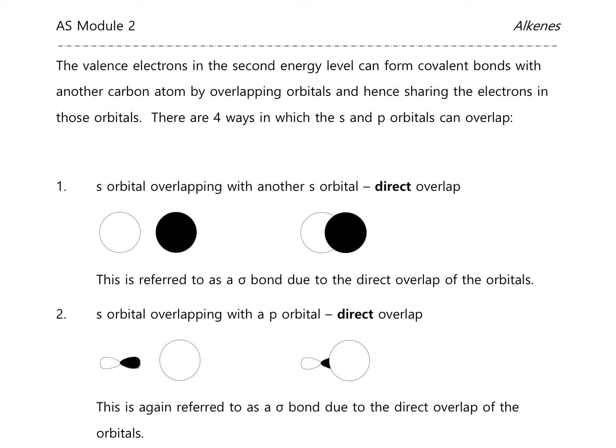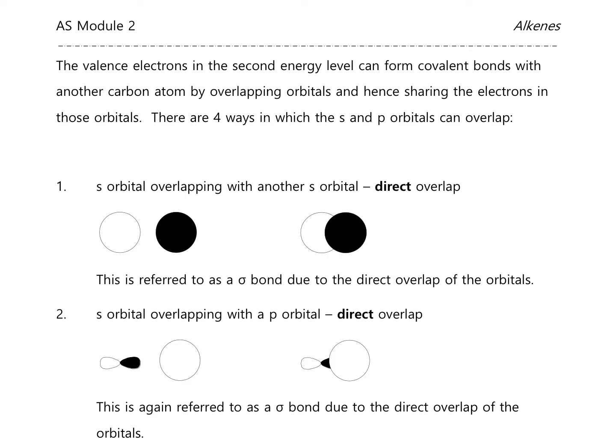So over on page 12, we're going to have a look at how these orbitals from two different carbon atoms could overlap. So we're imagining two carbon atoms together, because remember what we're trying to talk about is the double bond in an alkene. So in other words, the carbon-carbon double bond. And there are a total of 4 ways in which the s and p orbitals can overlap.